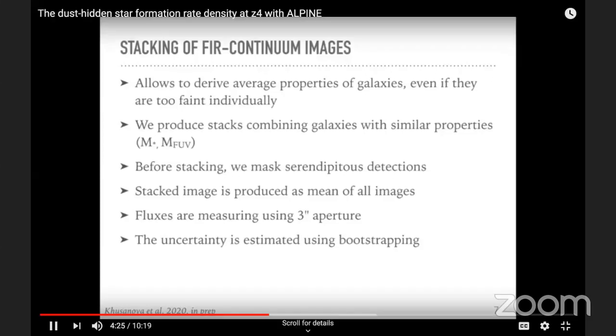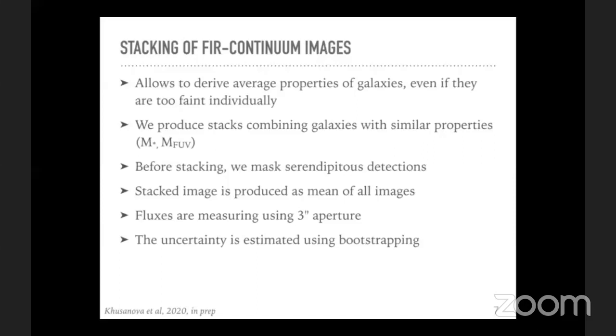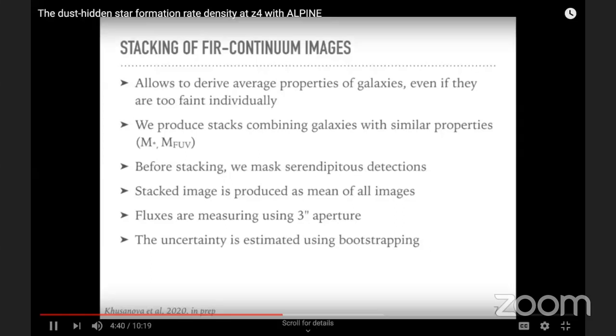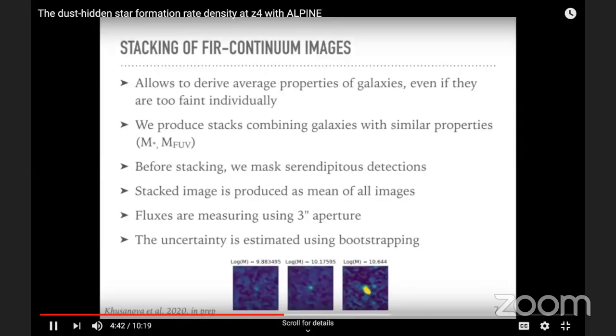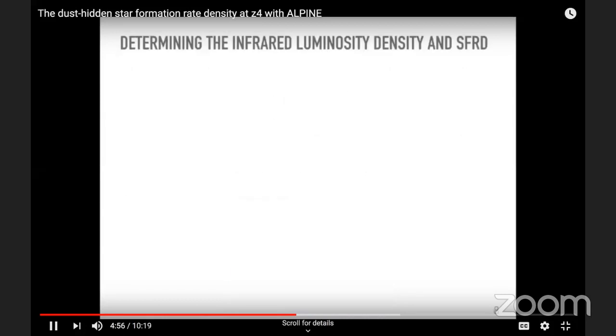To measure the flux, I used the 3 arcsecond aperture to get all the flux from the galaxies, even if there are some maybe small offsets from the phase center, and the uncertainty of the measurements is estimated using the bootstrapping. As you can see on these example images, as we go to higher stellar masses, the far infrared flux is also higher. And this we can use as a proxy for the far infrared flux.